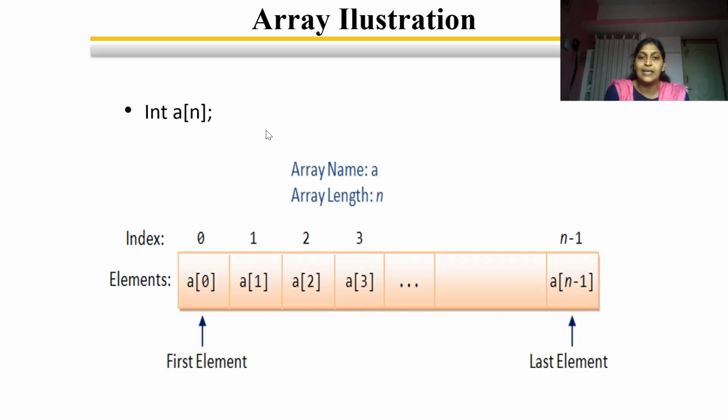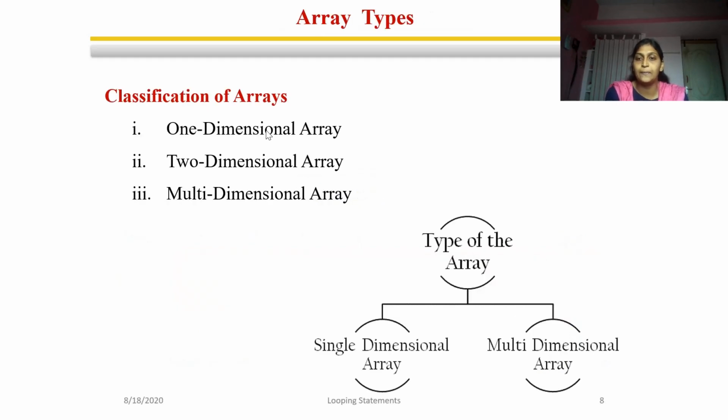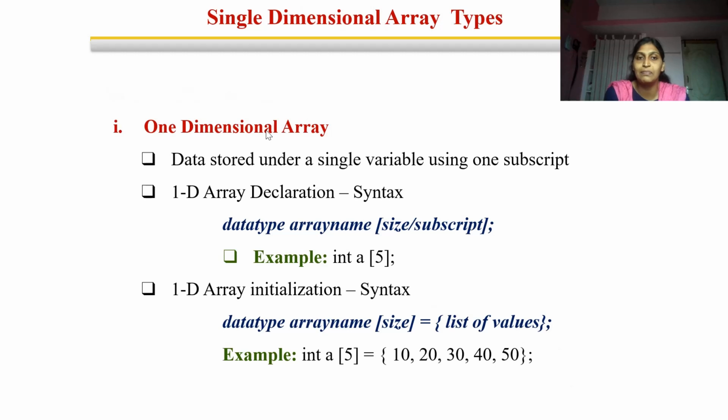Okay, so this is the exact representation: a of 0, a of 1, a of 2, a of 3, up to a of n minus 1. Then we have some types: one-dimensional array, two-dimensional array. Anything more than two-dimensional, we can simply call a multi-dimensional array.